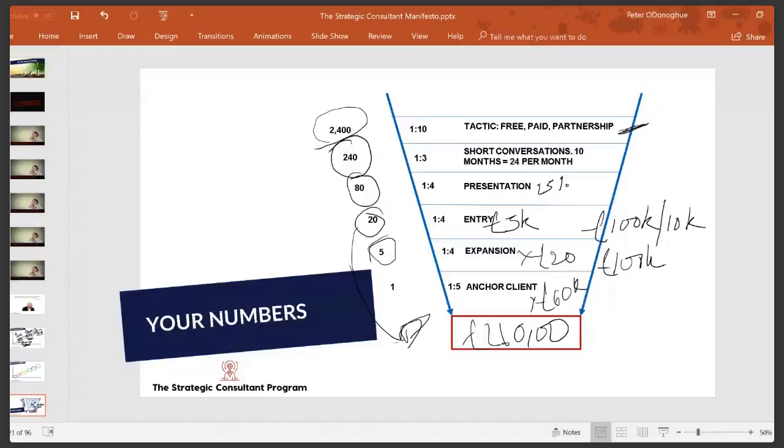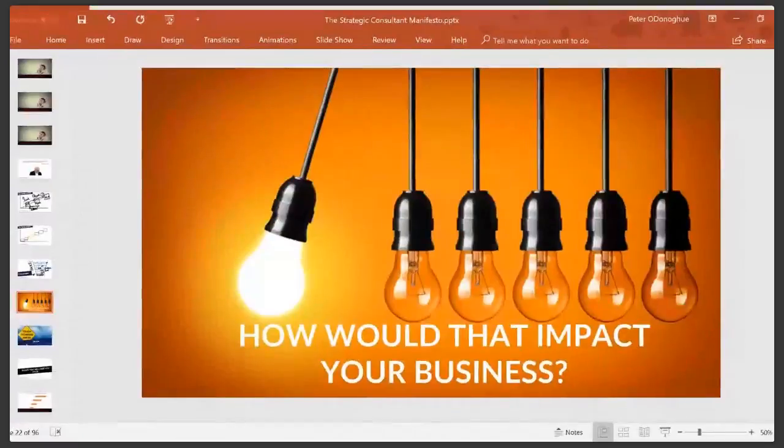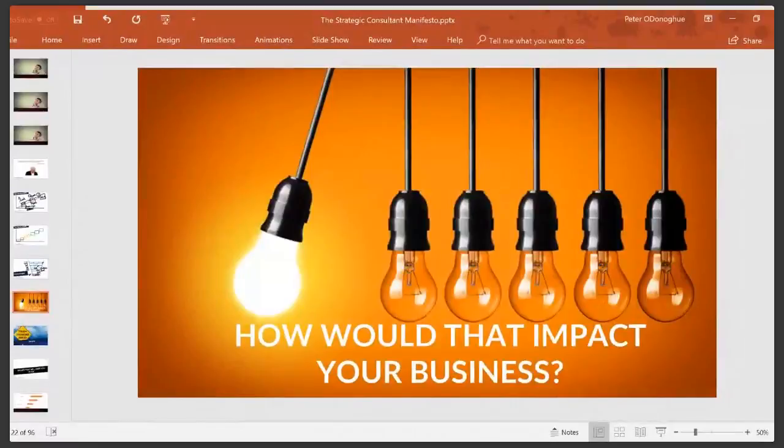So, looking at that model, what I want you to do is type into the chat box: how would that impact your business? If you could create a productized front-end offer, if you could dial in your numbers like that, how would that impact your business? What type of revenues do you think you could create, and what type of freedom could you create if you dialed that in correctly? Type that in the chat box for me. Let me have a look and see whether you think that's feasible for you, because a lot of this is mindset.